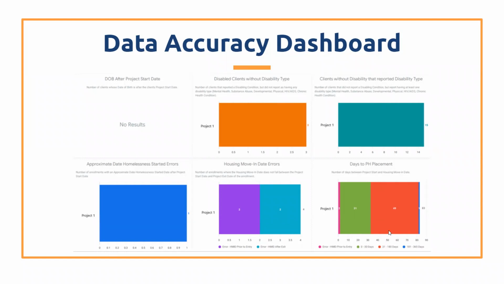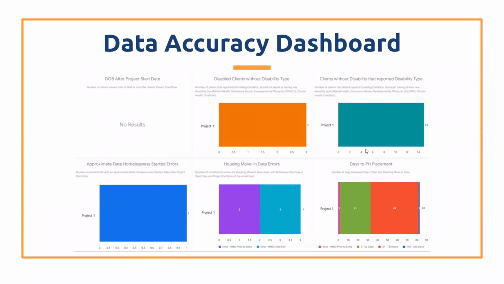but not for this specific project. So it breaks down the days to permanent housing placement so that you can see how quickly your clients are moving into permanent housing. And this also can be used for accuracy, because if you know that all of your clients are being placed in permanent housing within 6 months of their enrollment, and you have a client showing up that's, you know, more than 1 year, then you can go in and look at that client and see if there's an issue.